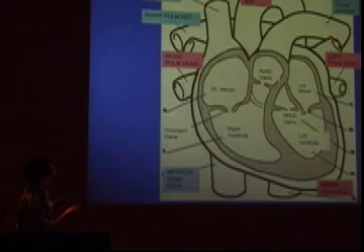Got 4 pulmonary veins, 2 on the left, 2 on the right. Comes back to the left atrium, goes down to the left ventricle. Again, this is a big muscular chamber. It gets pumped out to the aorta. And the aorta looks kind of like a beautiful candy cane.